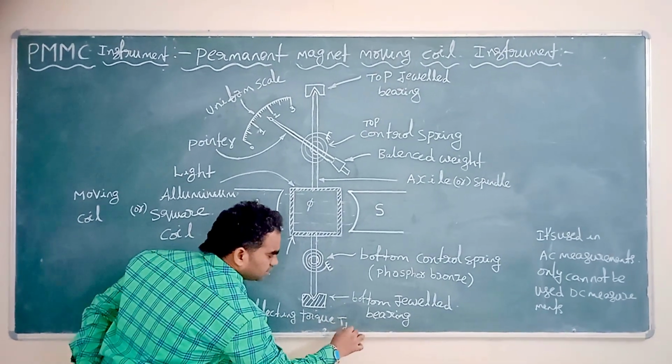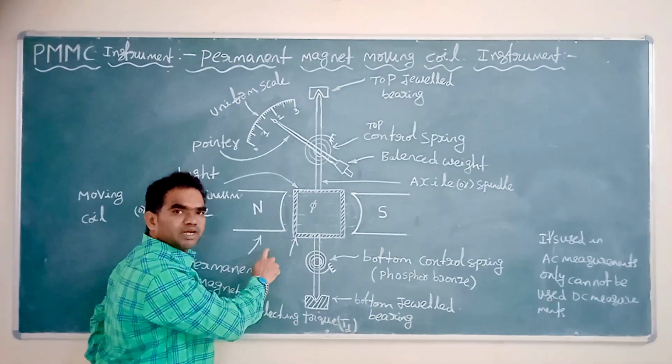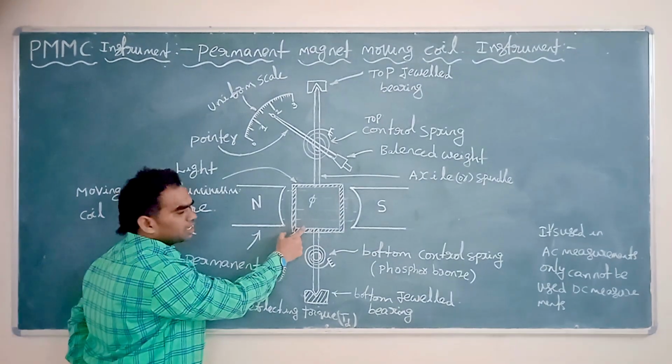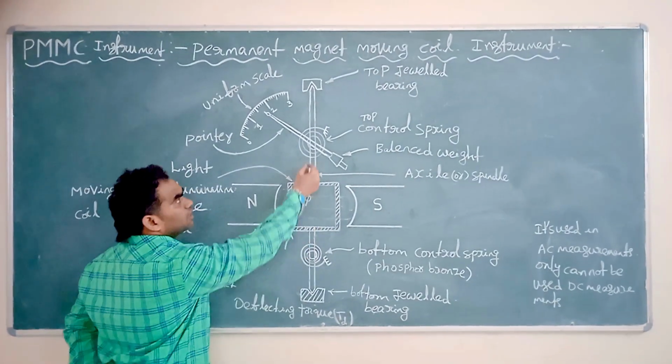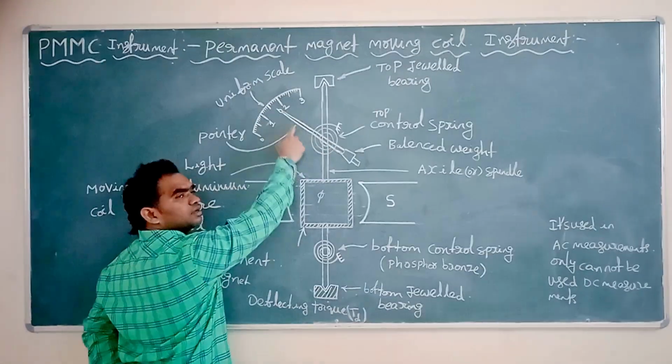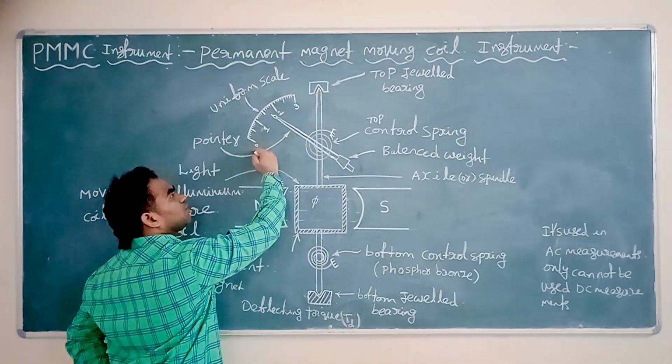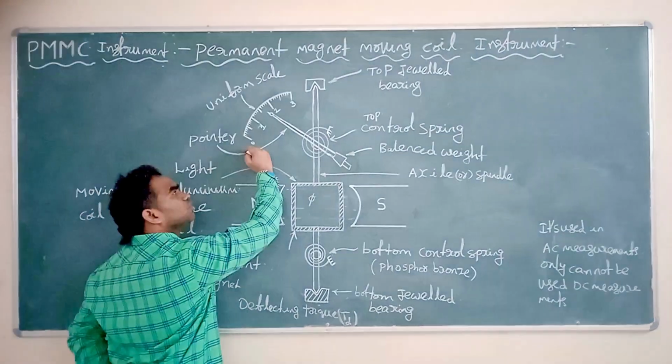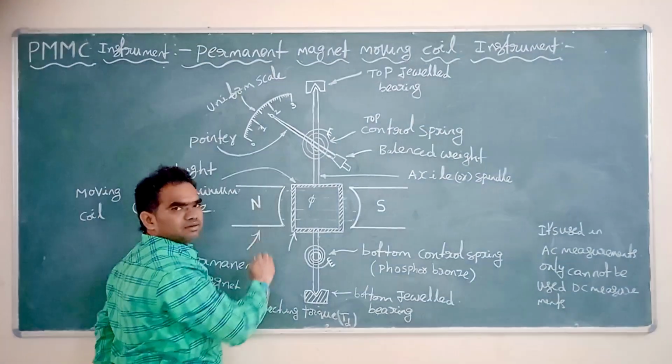Deflecting torque TD, or deflecting force. This deflecting force causes the spindle to rotate. The spindle is attached to the pointer, which means the pointer also moves from the initial position over a calibrated scale.